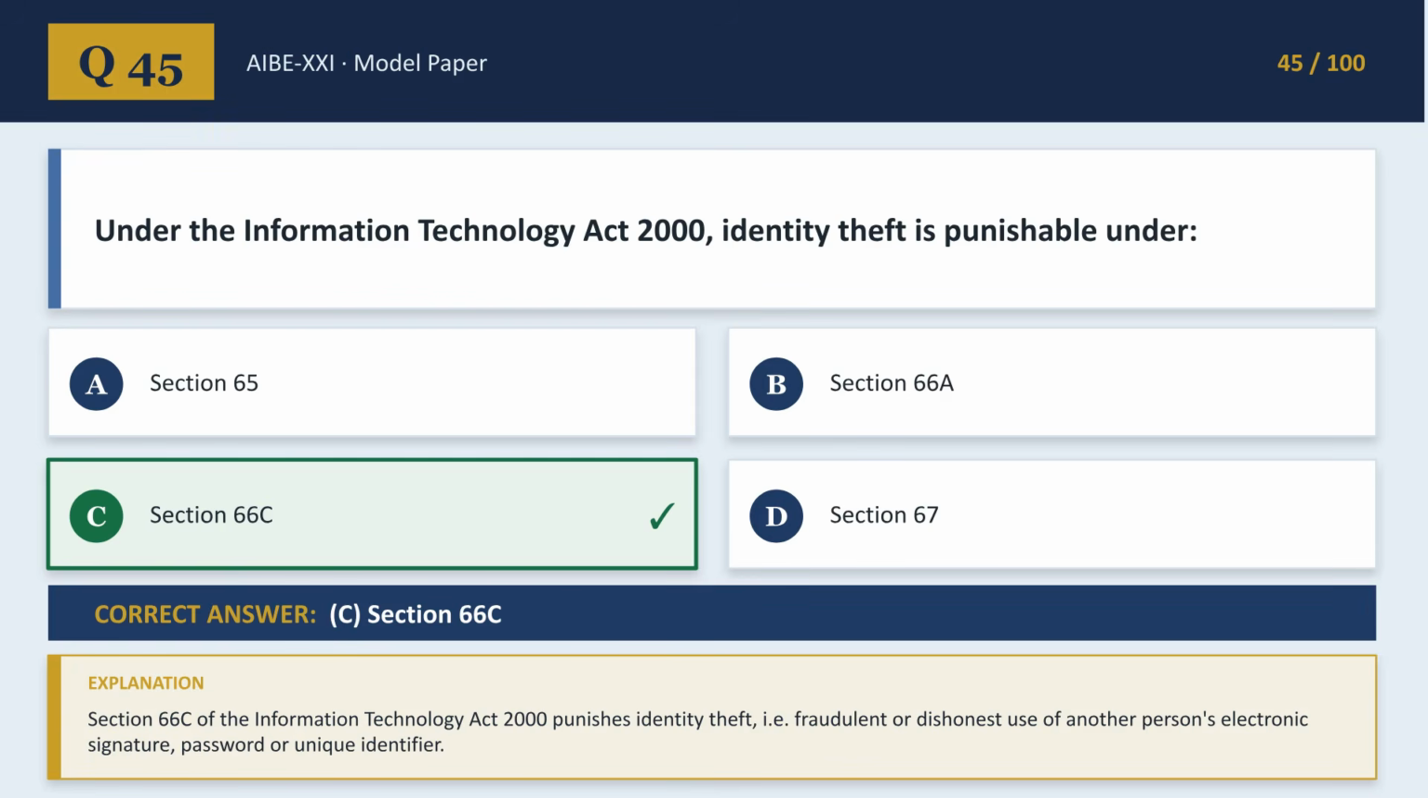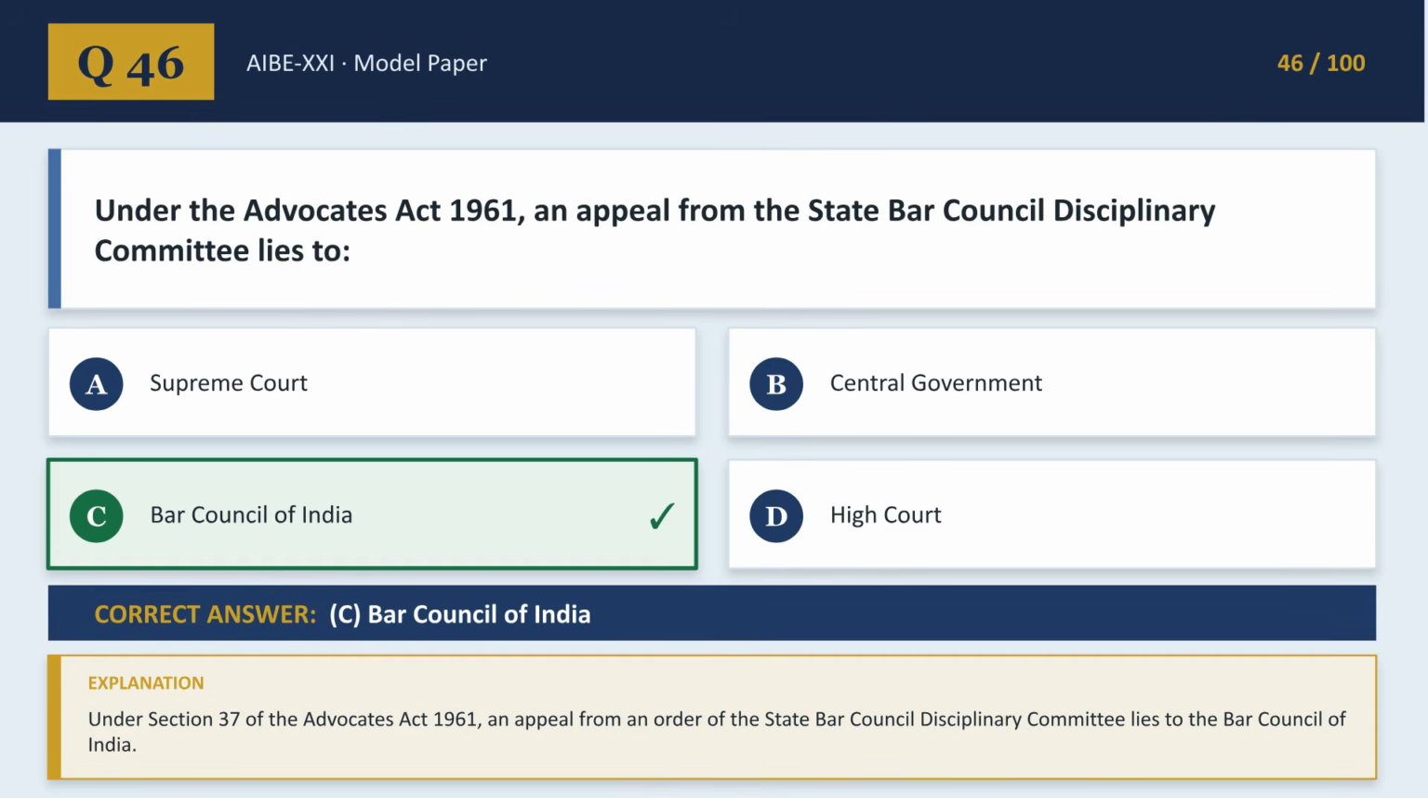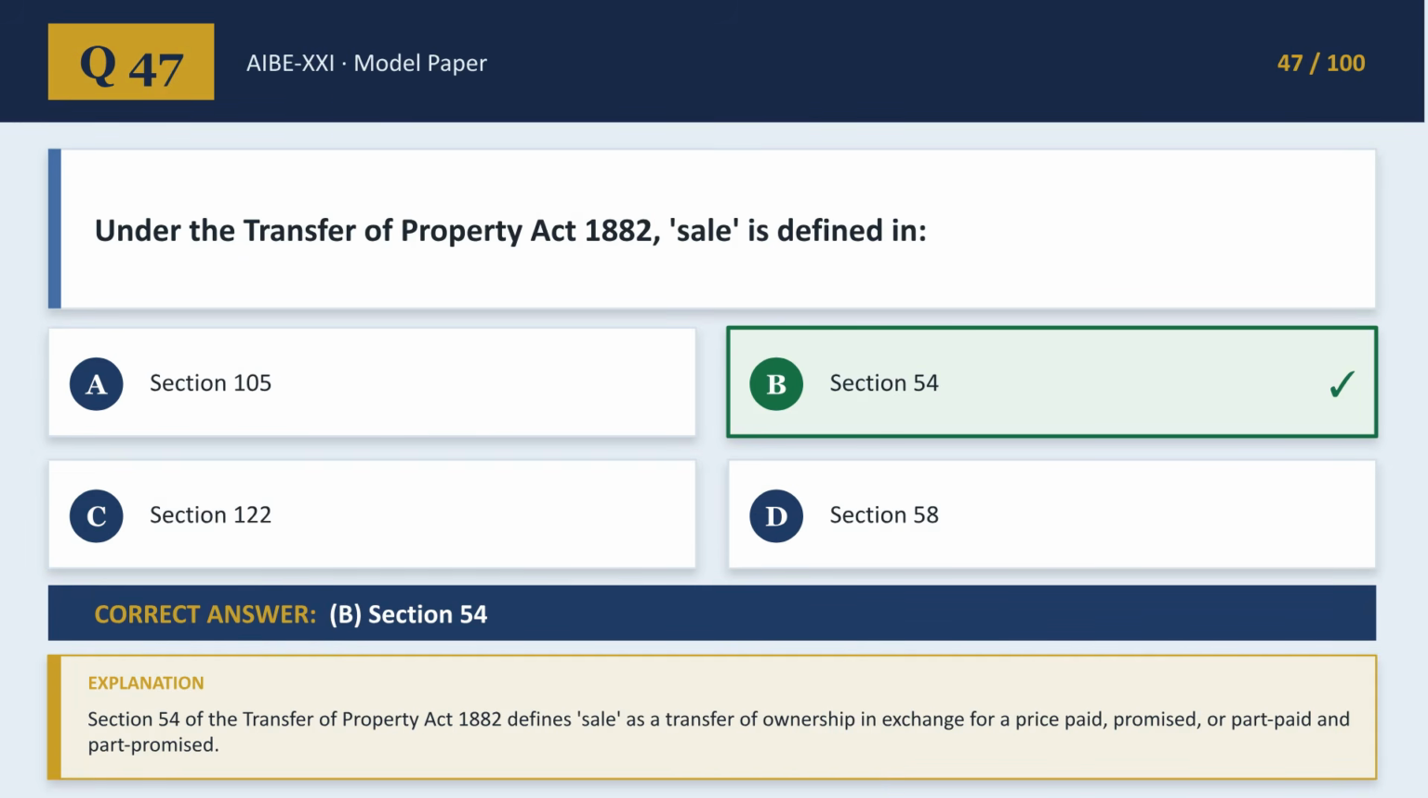Under the Information Technology Act 2000, identity theft is punishable under Section 66C. This section punishes the fraudulent or dishonest use of another person's electronic signature, password, or unique identifier. The next question asks about the appeal process under the Advocates Act 1961. An appeal from an order of the State Bar Council Disciplinary Committee lies to the Bar Council of India, as per Section 37 of the Act. Under the Transfer of Property Act 1882, the term sale is defined in Section 54.